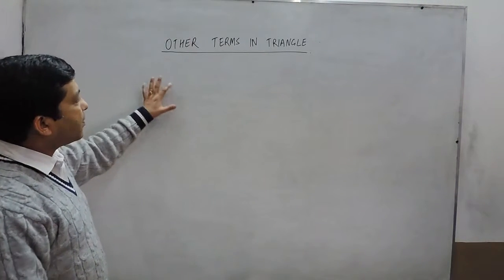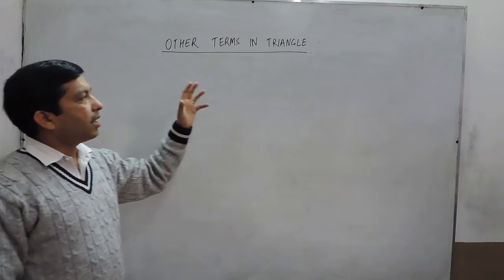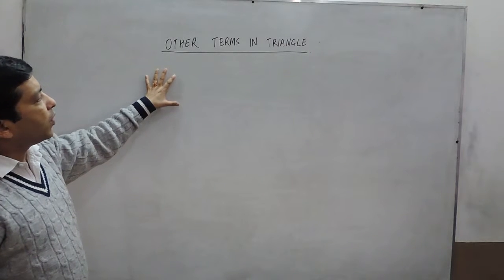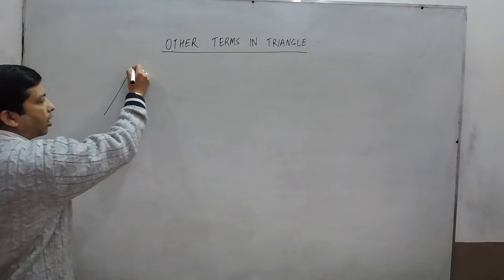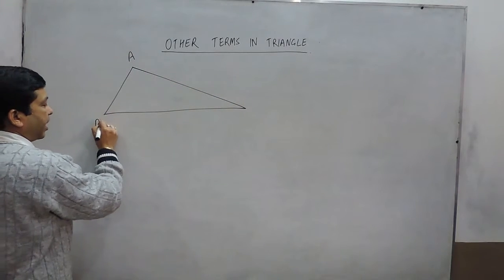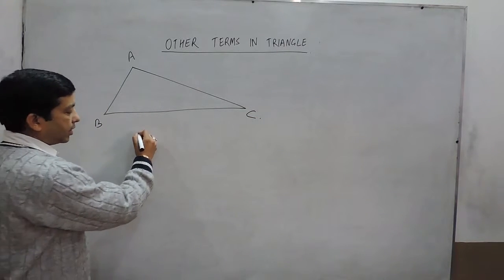Hello everyone. As we already discussed the triangle properties and the different kinds of questions in triangles, in this video we are talking about the other terms which are used in a triangle. Now suppose we look at a triangle ABC. There are four terms which we use in this.